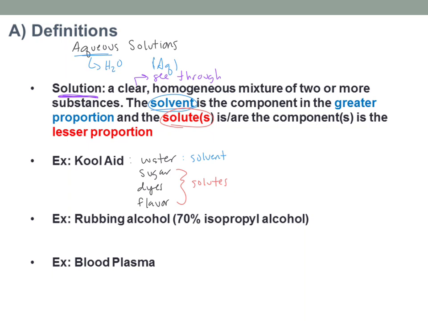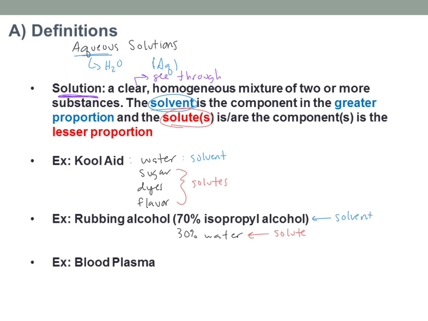If I take a look at something like rubbing alcohol, 70% isopropyl alcohol or isopropanol, when it's saying it's 70%, that means that the other 30% is just water. And again, given that the solvent is the thing that is present in the greater proportion, in this case, it's my isopropyl alcohol that is my solvent, because it's 70% of the mixture. And my water in this case is not the solvent, it's the solute, because it's present in the lesser proportion. So don't always think that water is necessarily the solvent. If water is present in a smaller amount, then it's a solute.